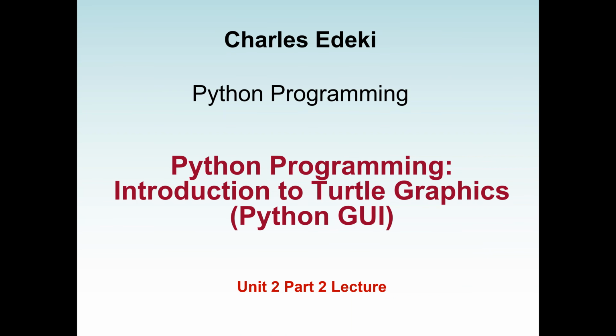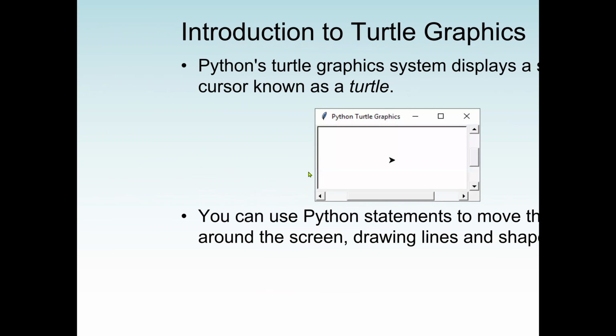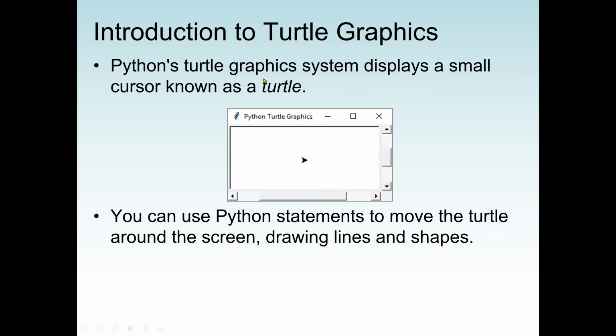This is the conclusion of chapter 2 of our course textbook, which is Introduction to Turtle Graphics. This is a special Python graphical user interface library package. So our main objective is an introduction to Turtle Graphics, that's Python graphical user interface. Python's turtle graphics system displays a small cursor known as the turtle. So this is how it is, a small cursor. Now we can move this cursor in any direction we want, whether left, right, up, down. By doing that, again, we can draw different types of images.